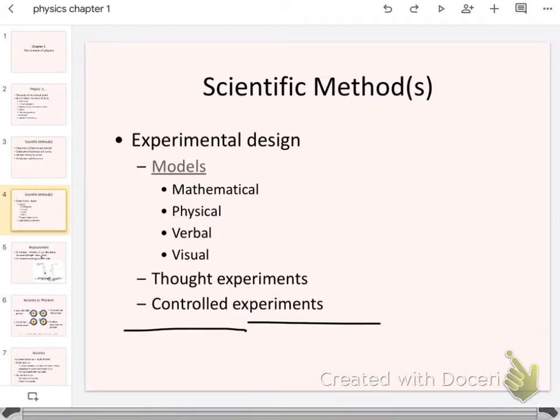So we looked at the video on models, on thought experiments. Controlled experiments, of course, are the ones that you should be most familiar with. That's where we have a control group and an experimental group. One gets the treatment, one doesn't.